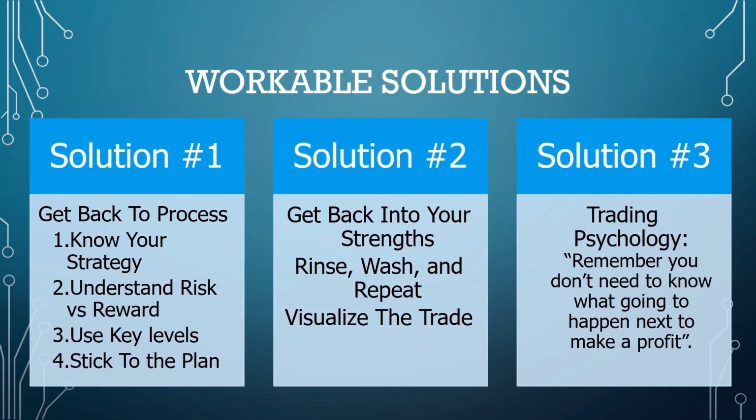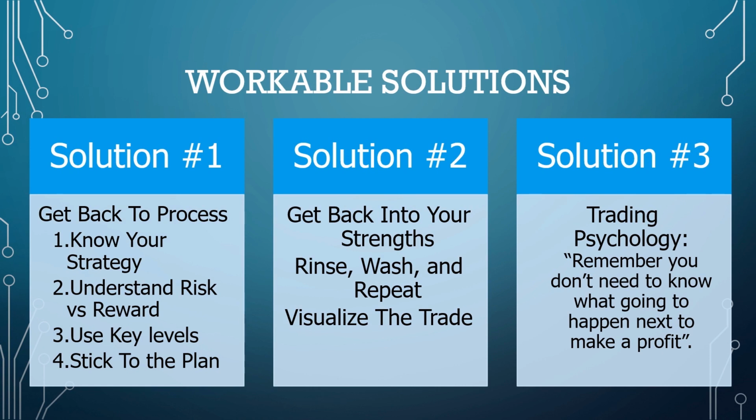Solution 1, we need to get back to our process. So know your strategy. Go back, review it. Number 2, understand the risk versus reward. Always know what you want to attack. Is it a 3-to-1, 4-to-1, 5-to-1? Right now I've been working on 4 and 3-to-1s, and they've been doing great for me. Number 3, we need to use those key levels. If we're not using the support and resistance, we're going to get ourselves trapped in the wrong trade.